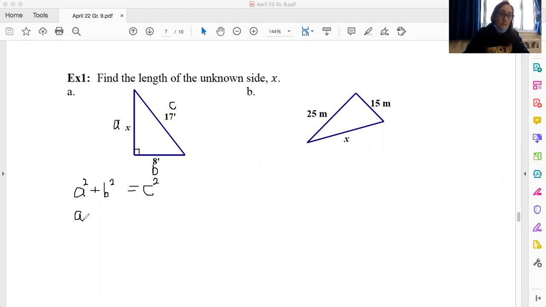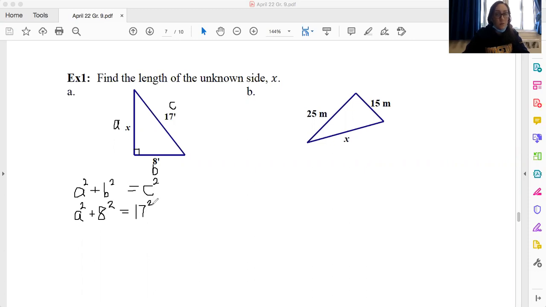Okay, so A squared stays the same. Now B, we know is 8. So where you see B, you're going to replace it with 8. Okay. And then we know that C is 17.